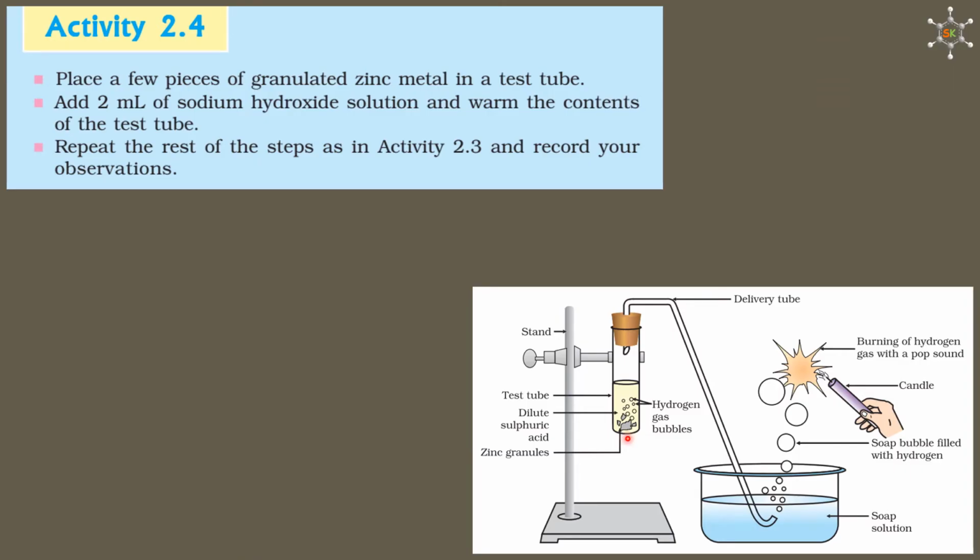Activity 2.4 is very much like activity 2.3. Here, instead of dilute sulfuric acid, we will be taking sodium hydroxide. In this test tube, now we have sodium hydroxide and zinc granules. The gas released in this experiment has to be passed through soap solution. That will give us soap bubbles, which include the gas released in this experiment.